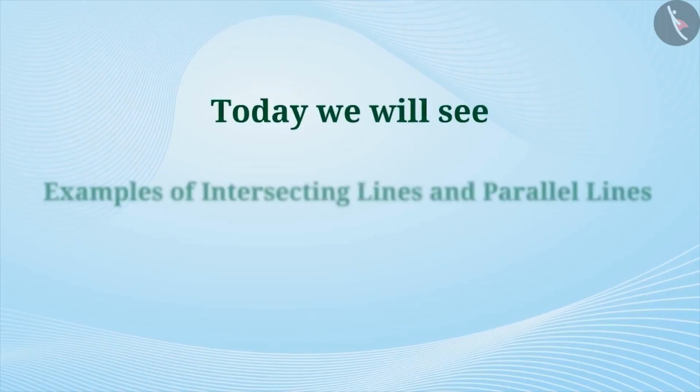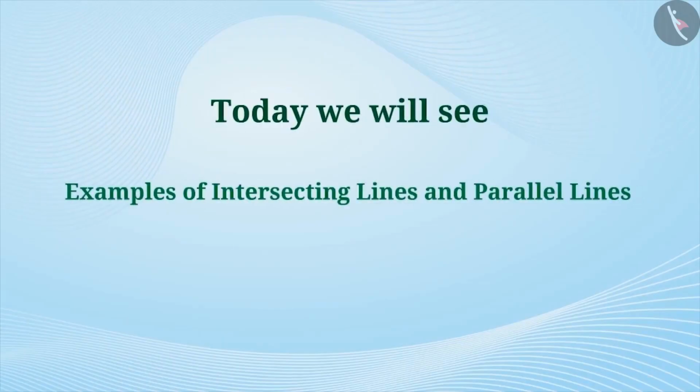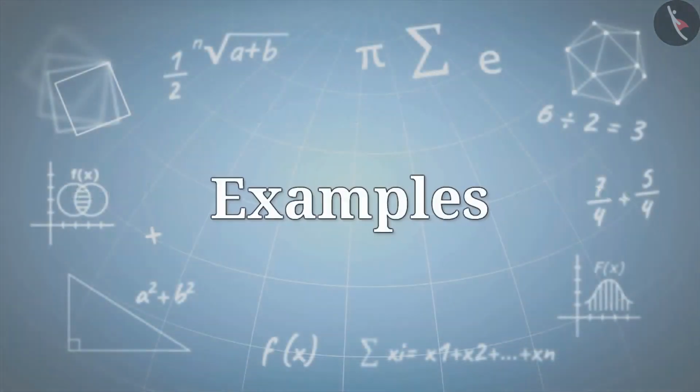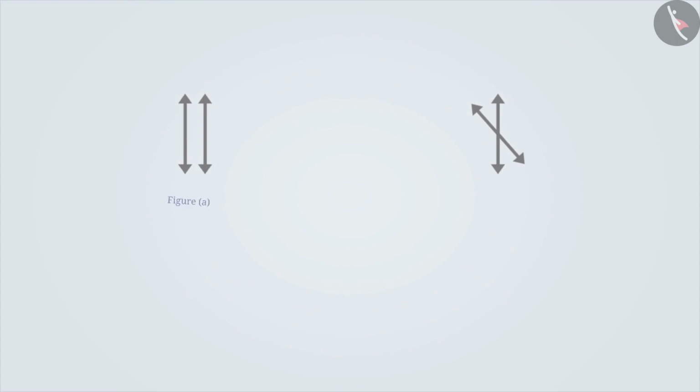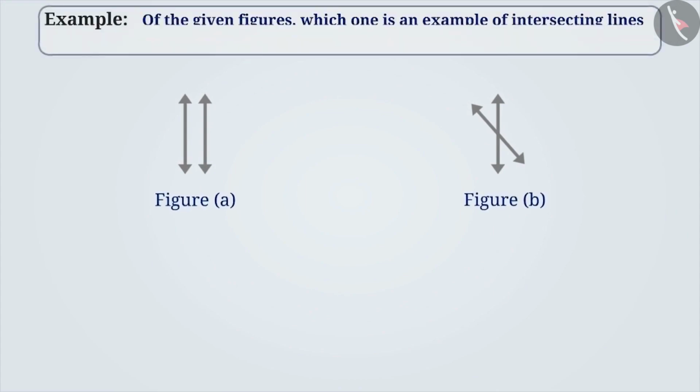Today we will see examples of intersecting lines and parallel lines. Of the given figures, which one is an example of intersecting lines and which one is an example of parallel lines?